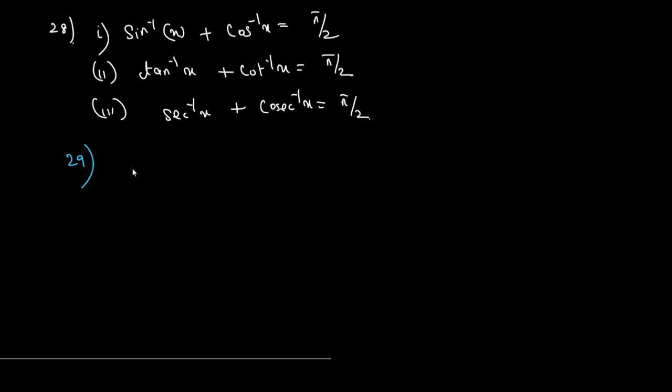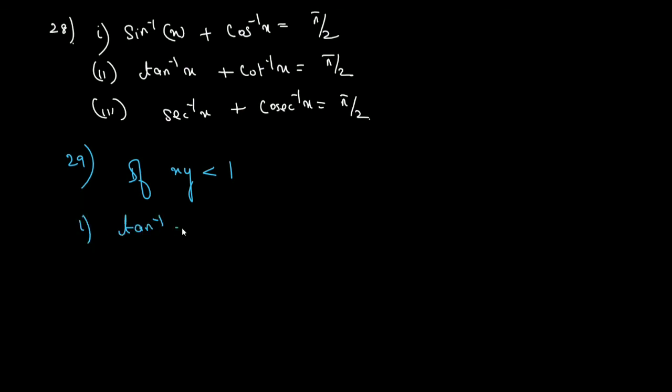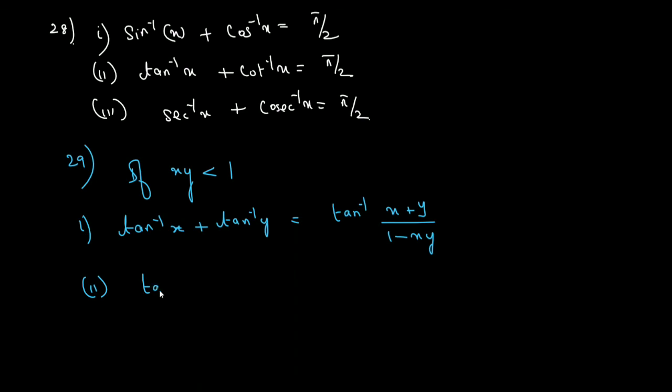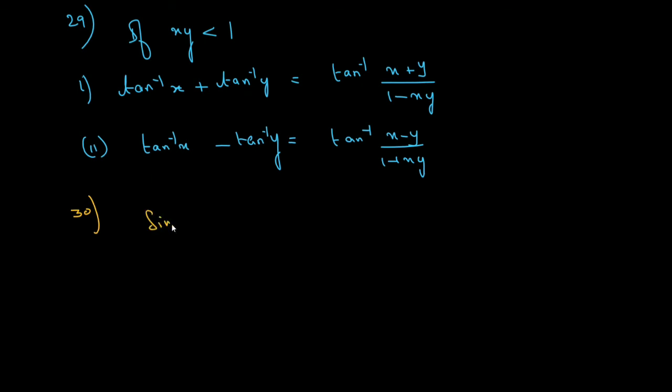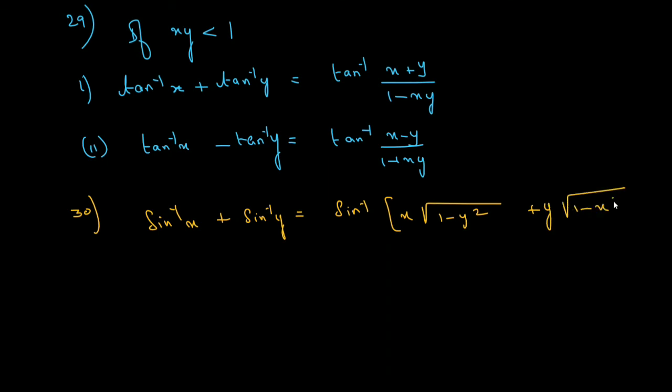29. If the product x into y is less than 1, then tan inverse x plus tan inverse y is equal to tan inverse of (x plus y) by (1 minus x into y). Second, tan inverse x minus tan inverse y is tan inverse of (x minus y) by (1 plus x into y). Then the 30th one: sin inverse x plus sin inverse y is sin inverse of x into root of (1 minus y square) plus y into root of (1 minus x square). Go through the formulas.